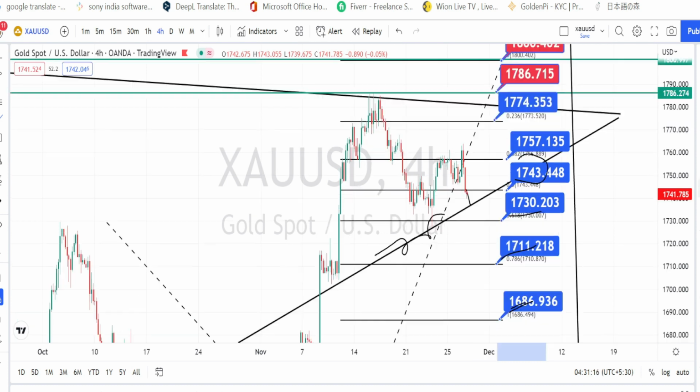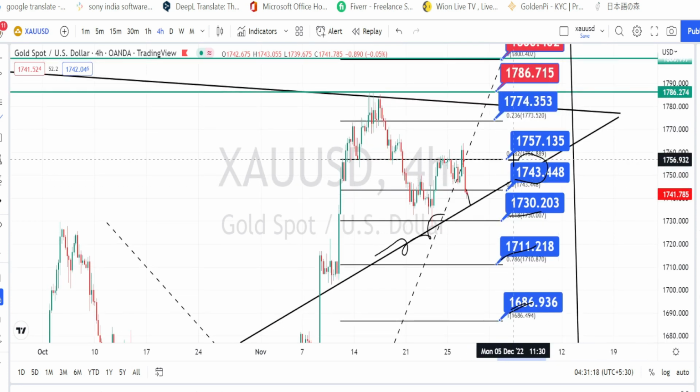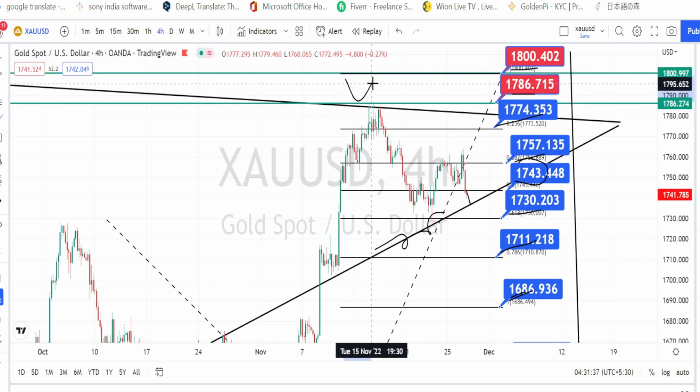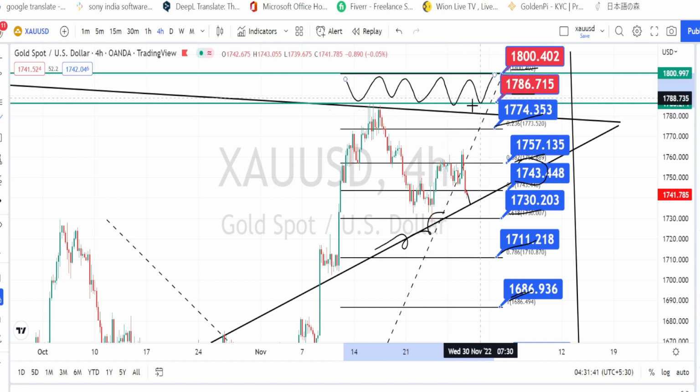And on the bullish side, if the price action breaks the resistance level of 1757, next level of resistance it's going to be around 1774, and the zone between 1800 to 1786 is going to be acting as a very strong resistance zone for the current price action in 4 hours time frame.